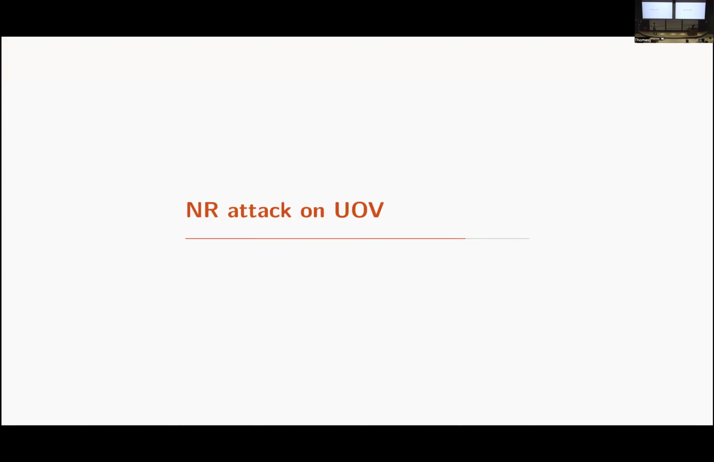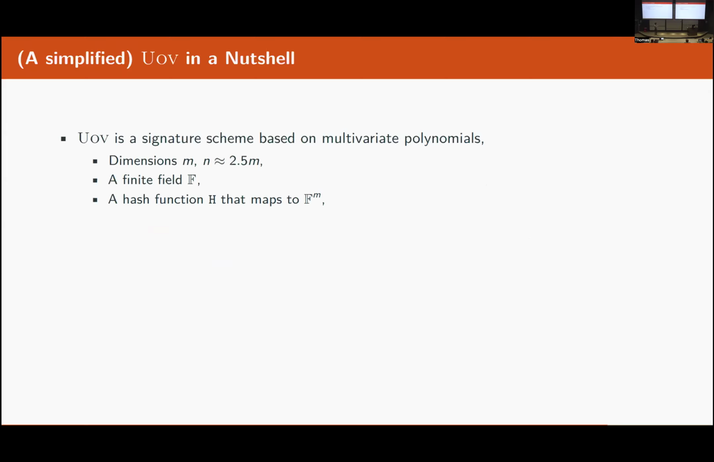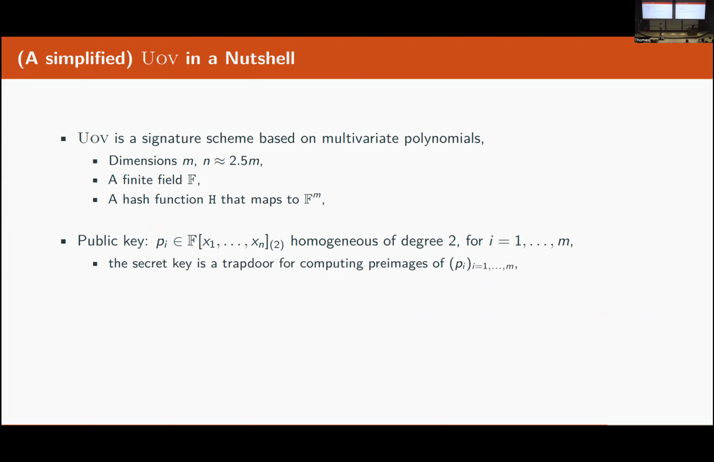Now, finally, one of the analyses. It's too much to cover all of them in one talk, but the example of UOV, these are the constants that we use. The public key looks like this. It's not the very specific form, but more a generic version of UOV, where we have a public key, which is a set of homogeneous polynomials of degree 2. And the secret key is some trapdoor, which allows us to compute pre-images.